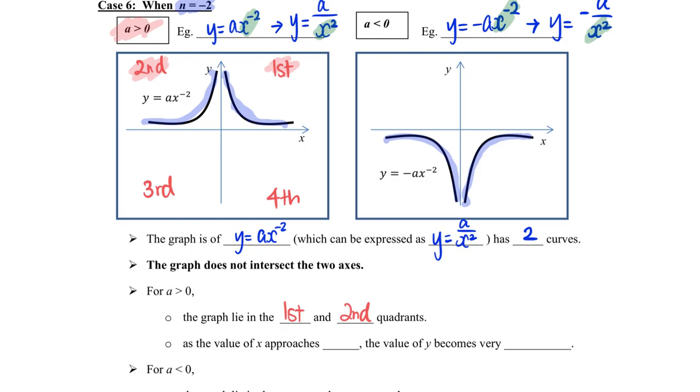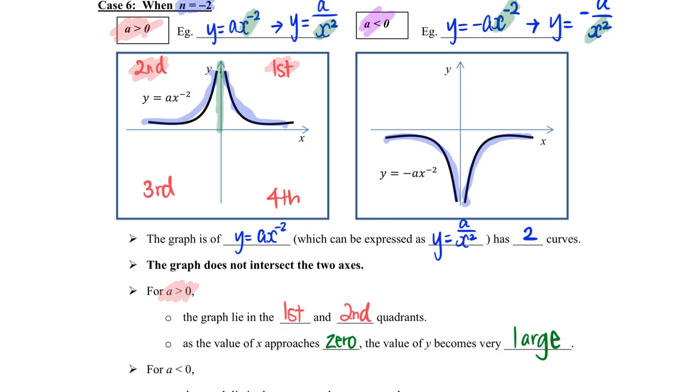And what happens to the value of x? Interestingly, as the value of x goes towards 0, which is here, do you realize that the y keeps on increasing until it becomes very, very large, but it does not touch the y-axis? Okay, so this is for the case where a is bigger than 0.